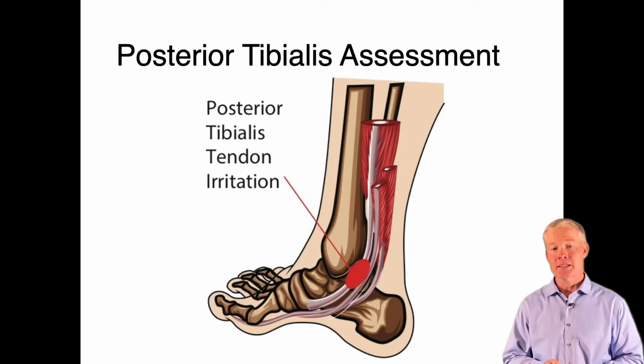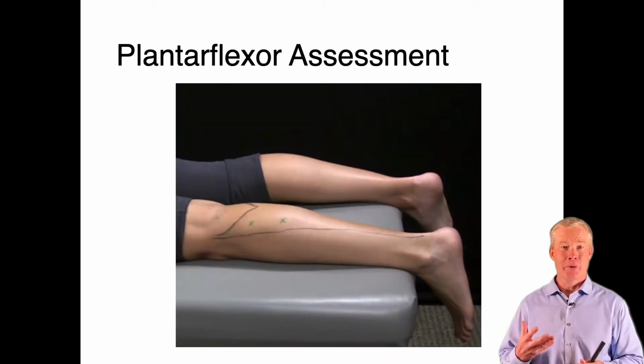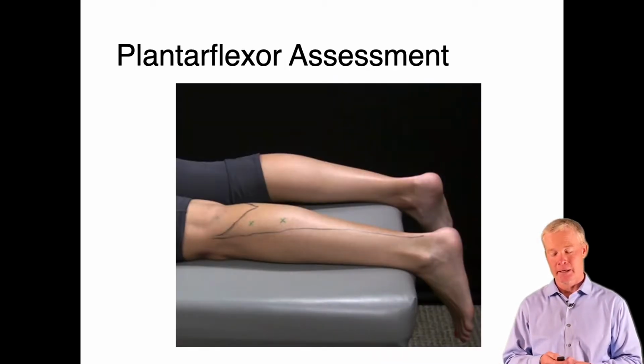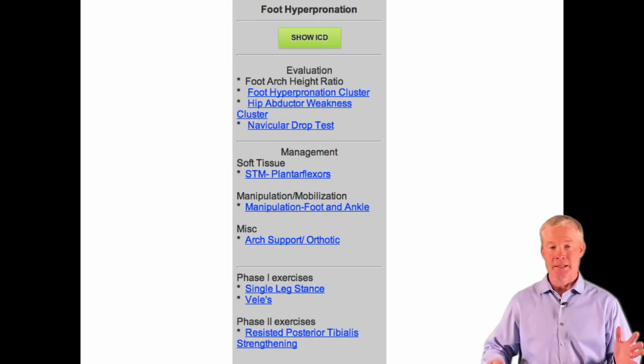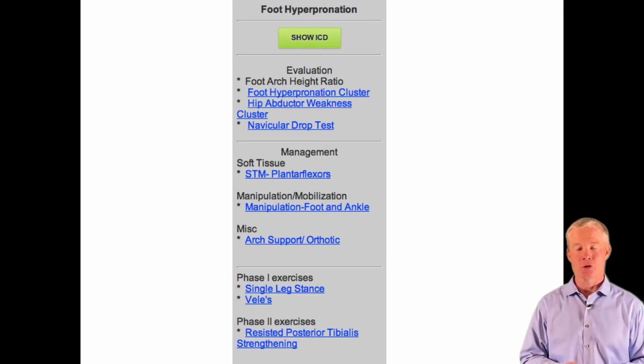We'll also assess the plantar flexors, because in most problems of the lower chain, we have tightness in the gastroc and soleus. We've played this video before, so we're looking at what are the trigger points within the gastroc and soleus. And as you might guess, we'll look for hip abductor weakness by assessing a single leg squat. What happens when that patient squats?